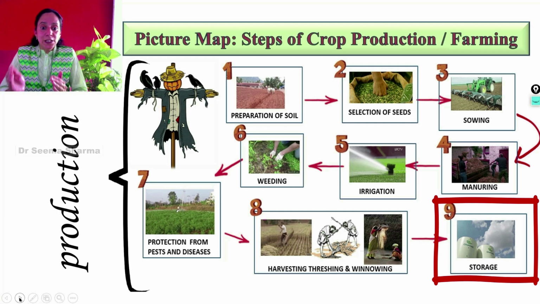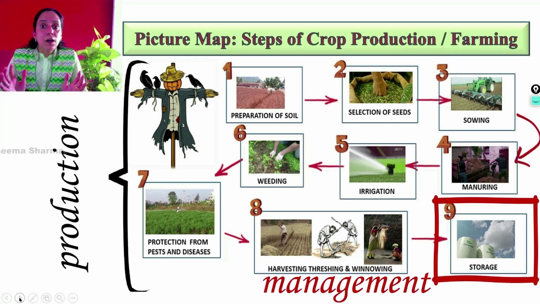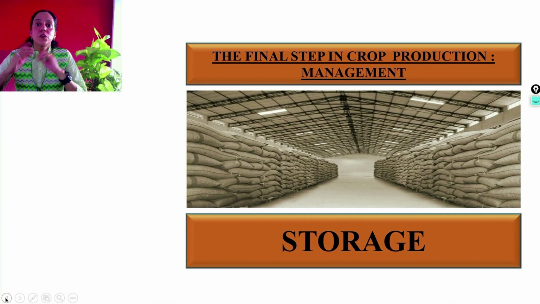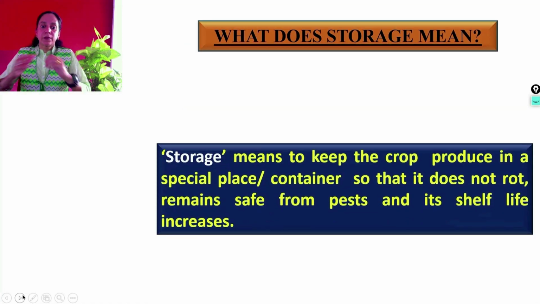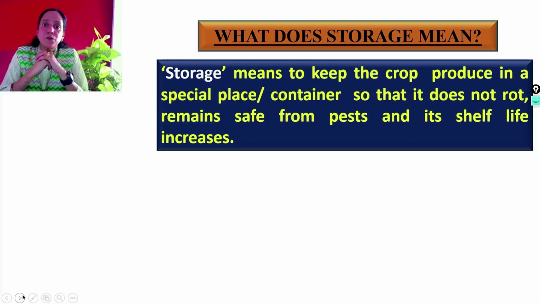Step 9 is dealing with the management of crop produce, and this is also equally interesting and very important. So the final step in the process of crop production is management of harvested crop produce, and this is also a very important and crucial step in the process of crop production. What does storage mean? Here storage is with respect to harvested crop produce.